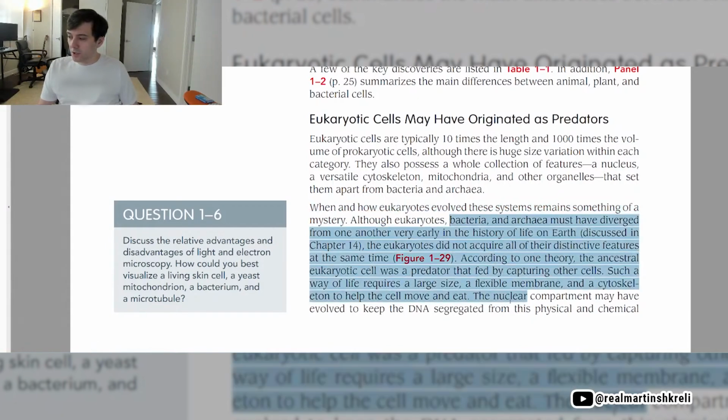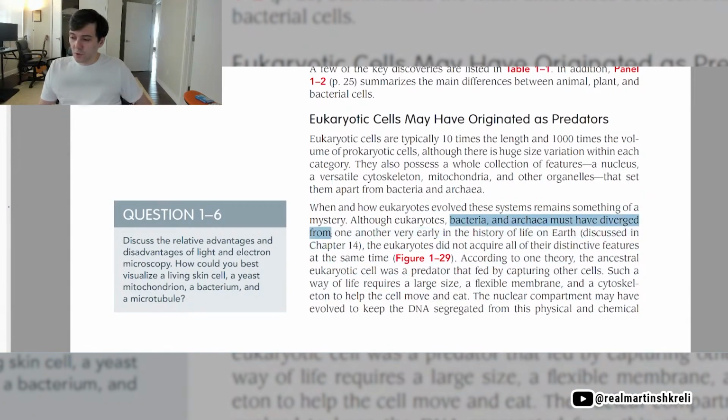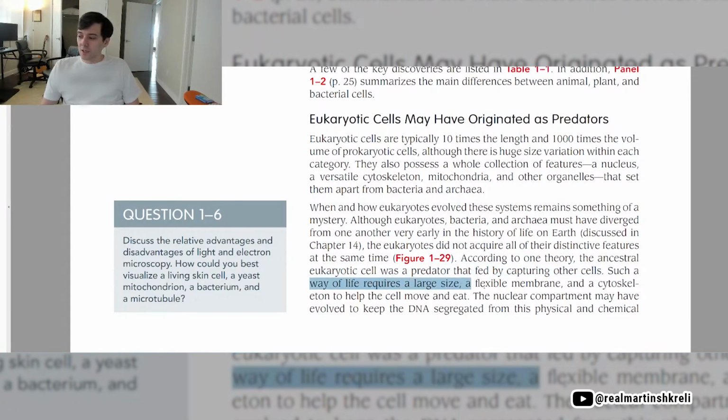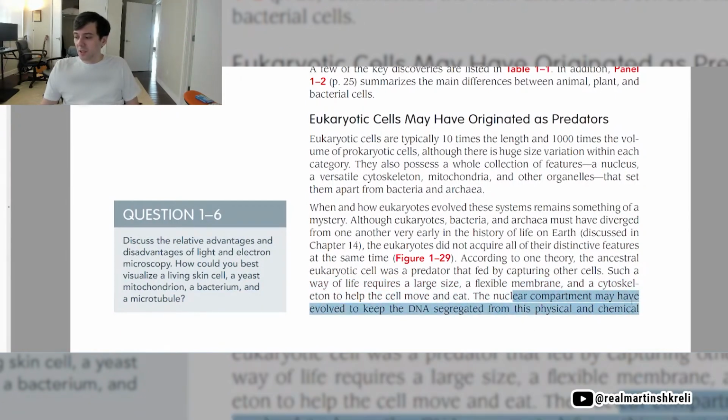Although the eukaryotes, bacteria, and archaea must have diverged from one another very early in the history of life, eukaryotes did not acquire all their distinctive features at the same time. That makes sense. According to one theory, the ancestral eukaryotic cell was a predator that fed by capturing other cells. Such a way of life requires a large size, flexible membrane, and a cytoskeleton to help the cell move and eat. The nuclear compartment may have evolved to keep the DNA segregated.